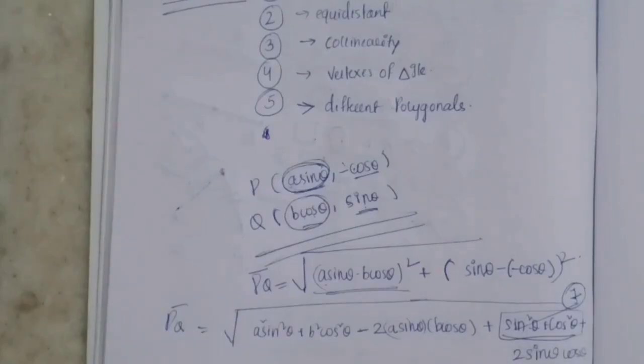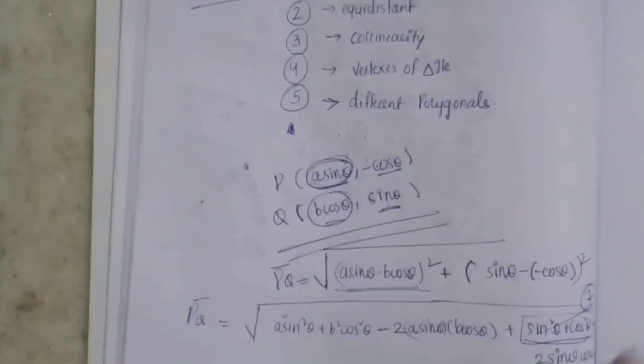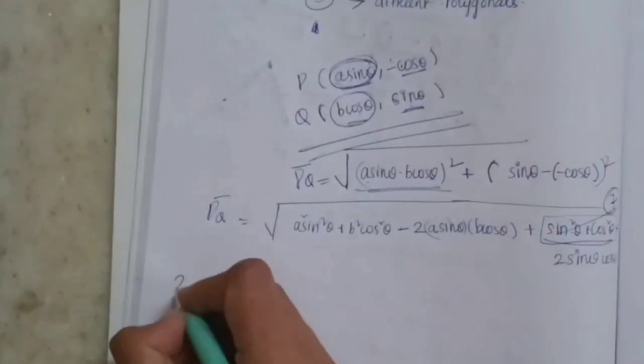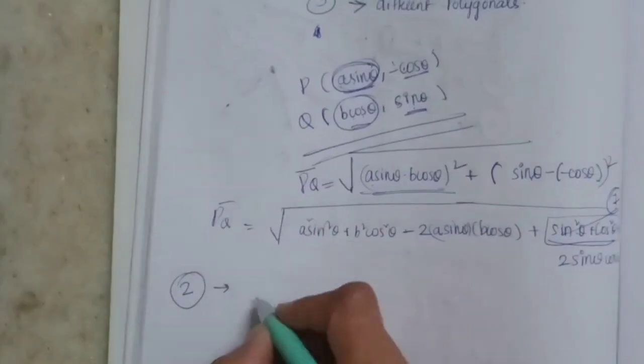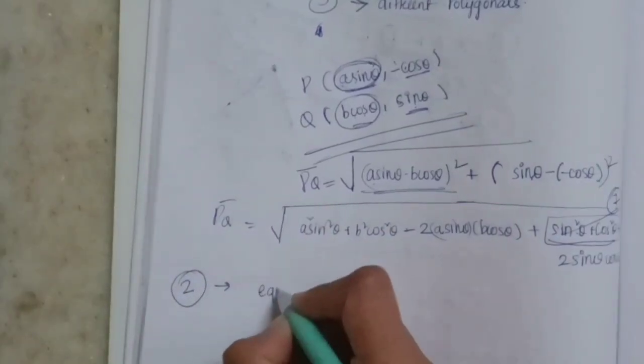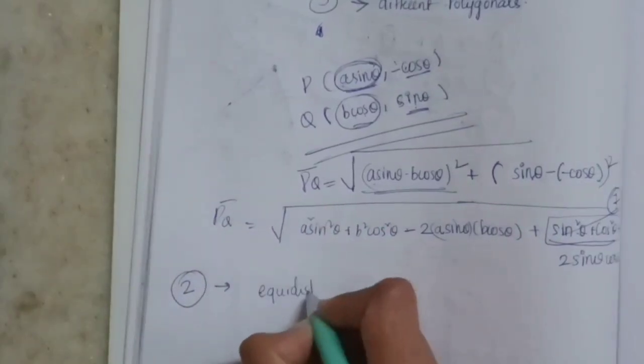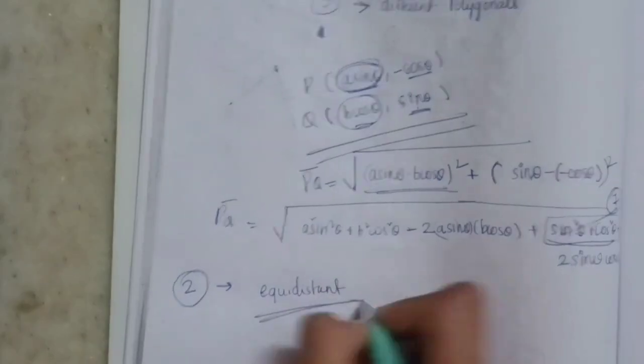There is no need to have any confusion about it. Just apply the trigonometry and solve whatever it can be. And let us see the second model, which is equidistant. So what does equidistance mean?